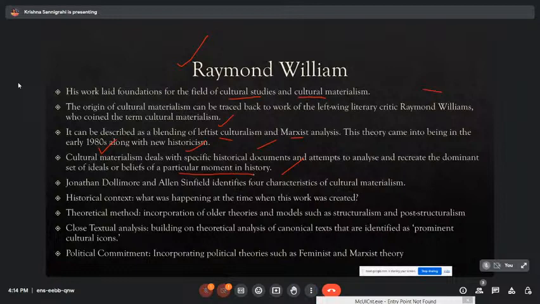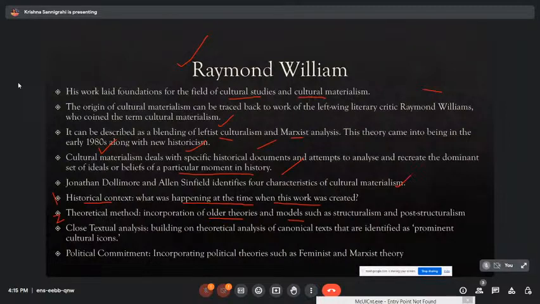Jonathan Dollimore and Alan Sinfield identify four characteristics of cultural materialism. Now, historical context. What does it talk about? It talks about what was happening at the time when this work was created. So this is the first thing. Next comes what? The theoretical method. What does it talk about? Incorporation of older theories and models such as structuralism and post-structuralism.